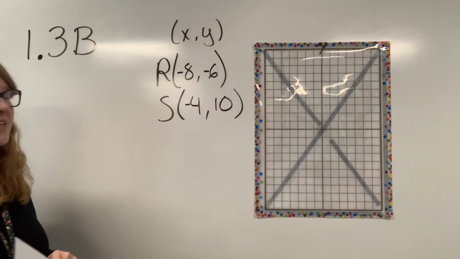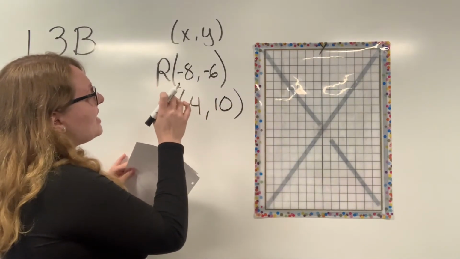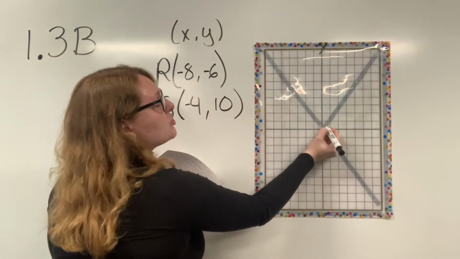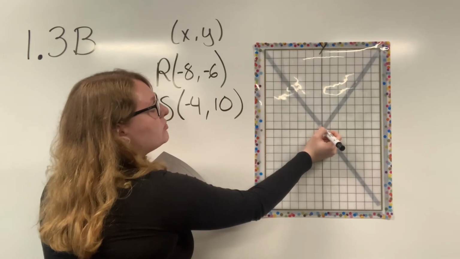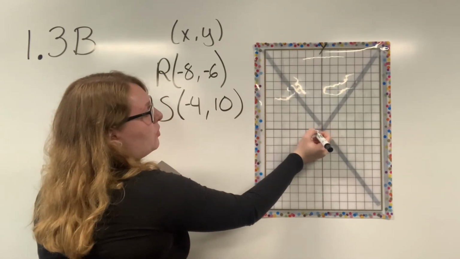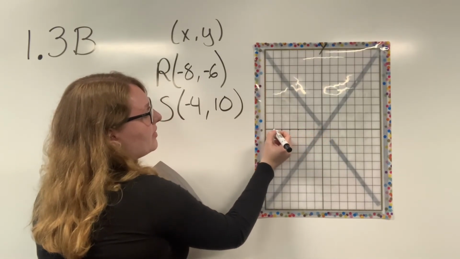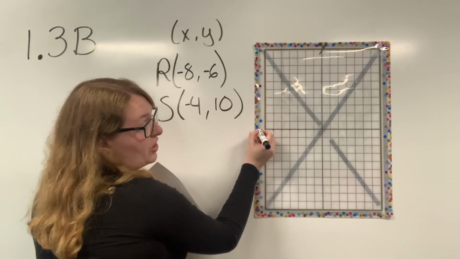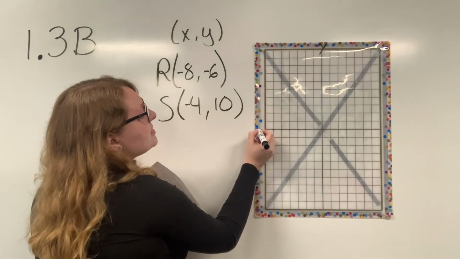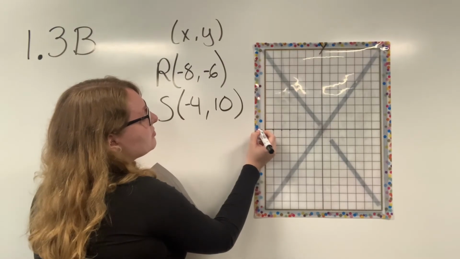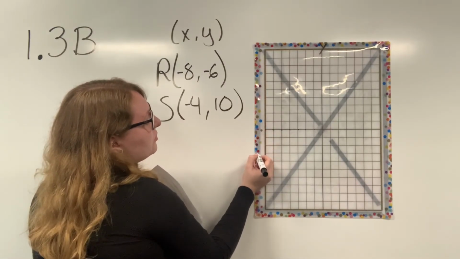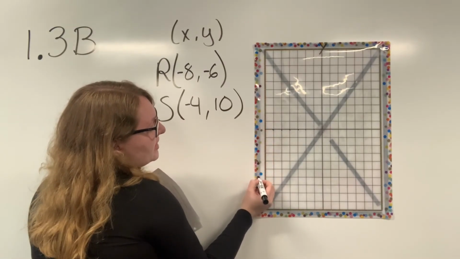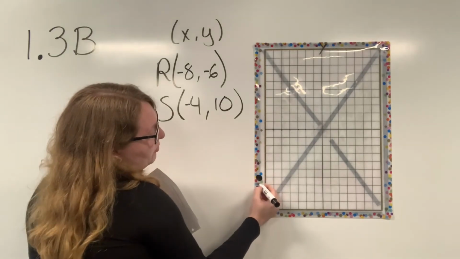For our last example, we have R at (-8, -6). So from the origin, we are going to count left 8: 1, 2, 3, 4, 5, 6, 7, 8. It's a little off the graph here. And then since 6 is negative, we're going to count down 6: 1, 2, 3, 4, 5, 6. And this is our point R.